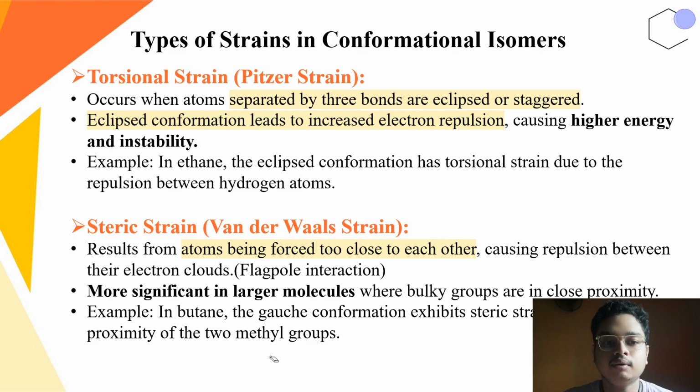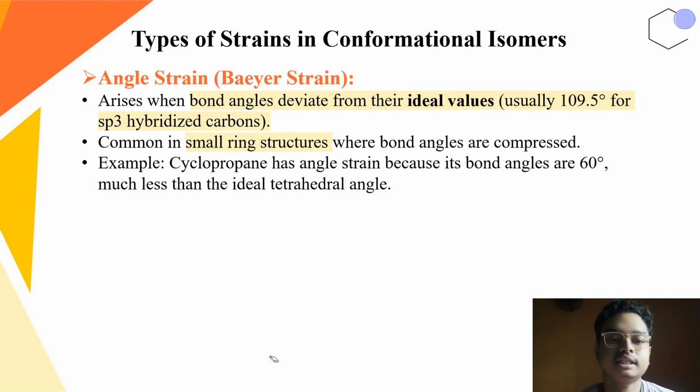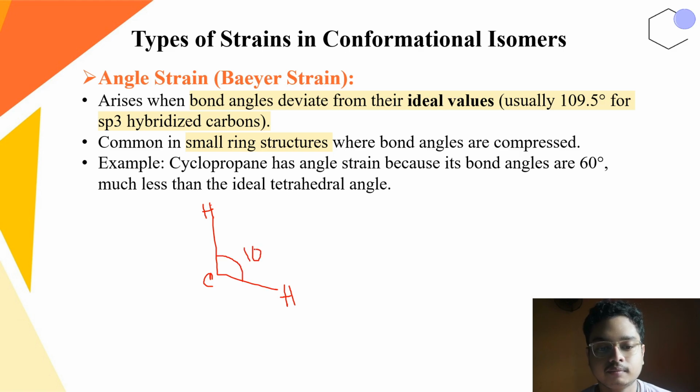Okay. So now there is another strain, that is angle strain. In the case of sp3 carbon, we know that between these two bonds, carbon and hydrogen, I am taking hydrogen only, this particular bond angle is 109.28 degrees. Now, in the case of some kind of ring structure, such as, for example, a cyclopropane ring.